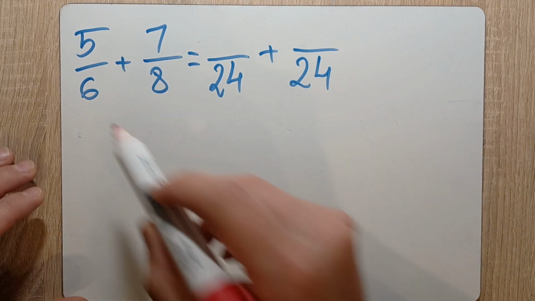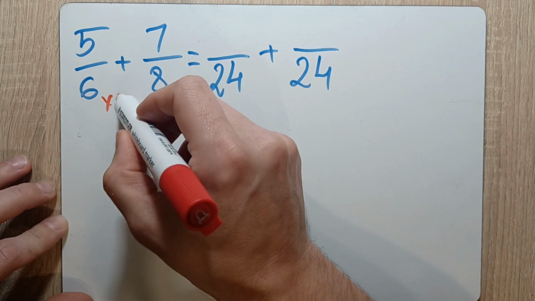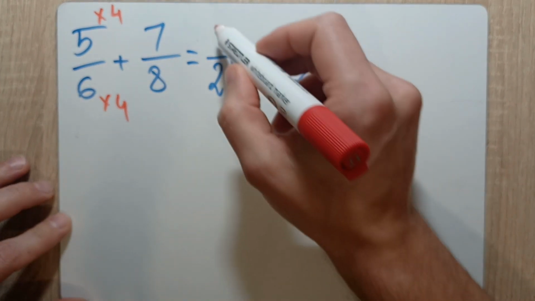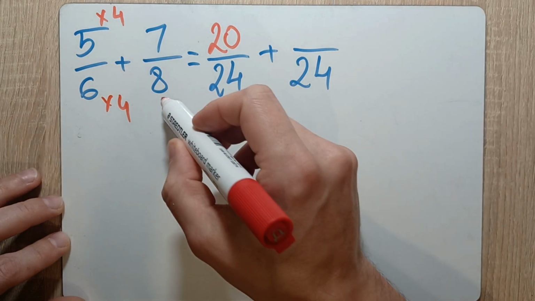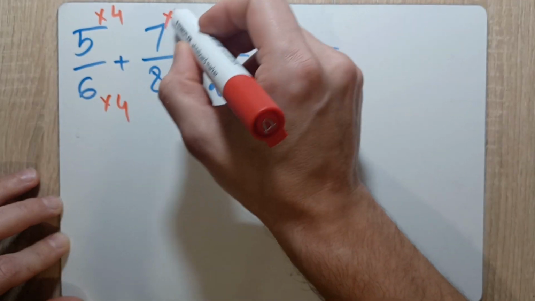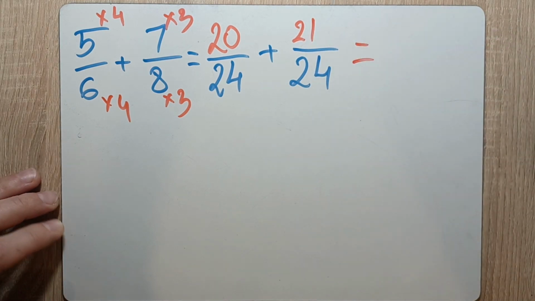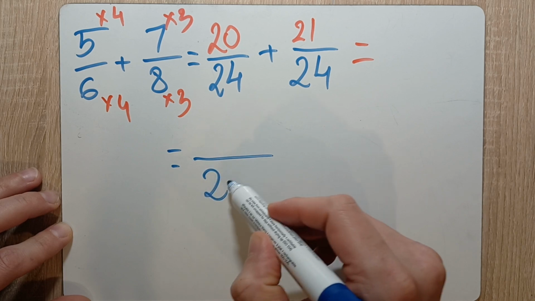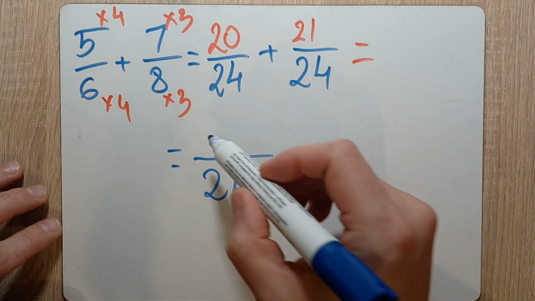And again, how many 6's to make 24? I need 4 6's, so 5 times 4 as well. 5 times 4, 20. How many 8's to make 24? 3. So 7 times 3 as well. 7 times 3, 21 equals. We keep 24. 20 plus 21 equals 41.